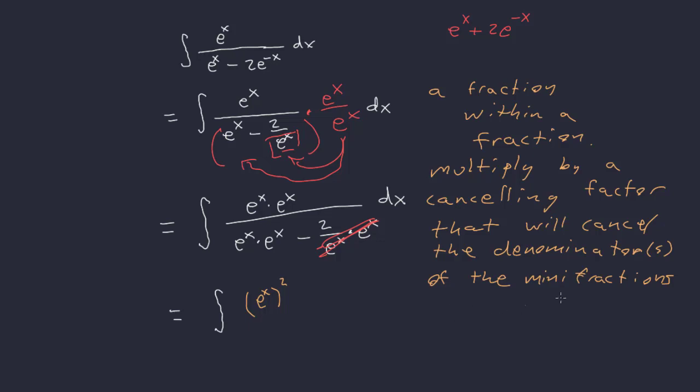which is also known as, when you take something to a power raised to a power, it will be e to the 2x. So I have e to the 2x over e to the 2x minus 2. Okay.